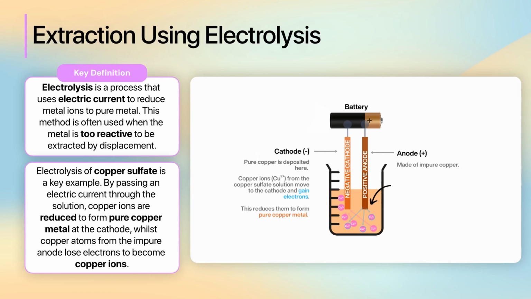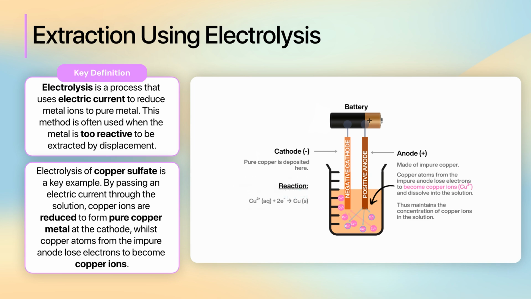At the same time, copper atoms from the impure anode lose electrons to become copper ions and dissolve into the solution, maintaining the concentration of copper ions in the solution. The reactions at the electrodes can be described as: at the cathode, Cu2+ plus 2e- becomes Cu, and at the anode, Cu becomes Cu2+ plus 2e-. In this way, the copper metal is purified, leaving impurities from the anode behind.